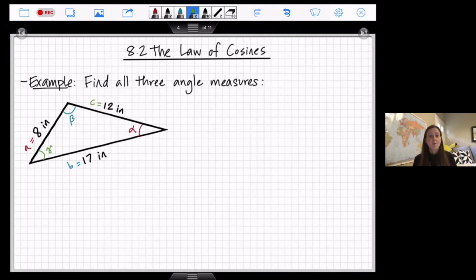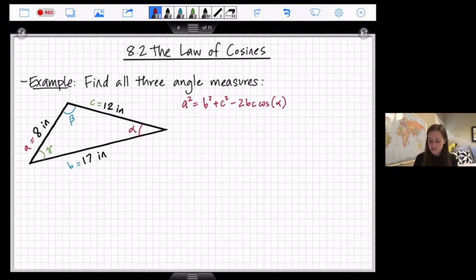So we need to find all 3 of these angles, but let's say we want to start off with alpha. So remember, if alpha is going to be in the cosine on the right-hand side of my equation, I need to start off with a squared over on the left-hand side. So I'm going to write down my law of cosines here. a squared equals the other 2 side lengths squared minus 2bc. They show up again in the coefficients. Cosine of the angle across from a, which is alpha. And alpha is what we're looking for.